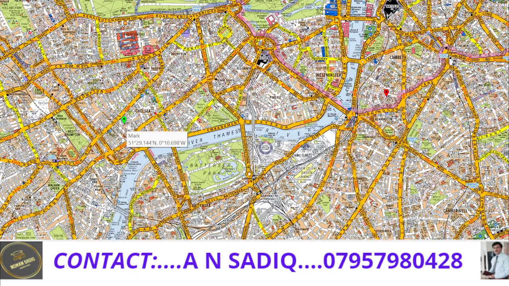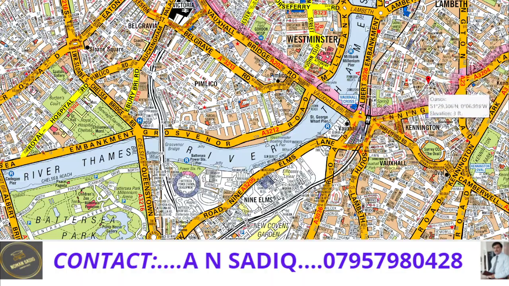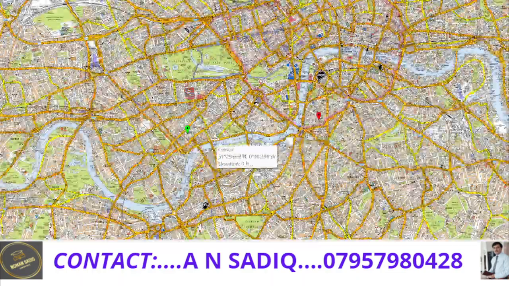So I have already planned this route from here, here, and then I will go through this bridge. So actually there are a few bridges across this route, but I will go through this Vauxhall Bridge because it is the nearest bridge to my end point. Now let's draw this route.